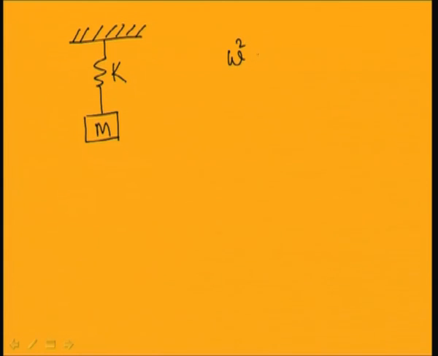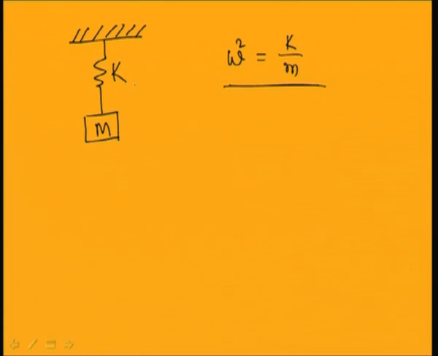Similarly, we can find this for the simpler case of a spring mass system. So this is a spring with stiffness k and this is mass m. Let us consider the mass of the spring. Without considering the mass of the spring, we have obtained the frequency as omega square equal to k by m. Now, considering the mass of the spring, we can also find the natural frequency of the system.